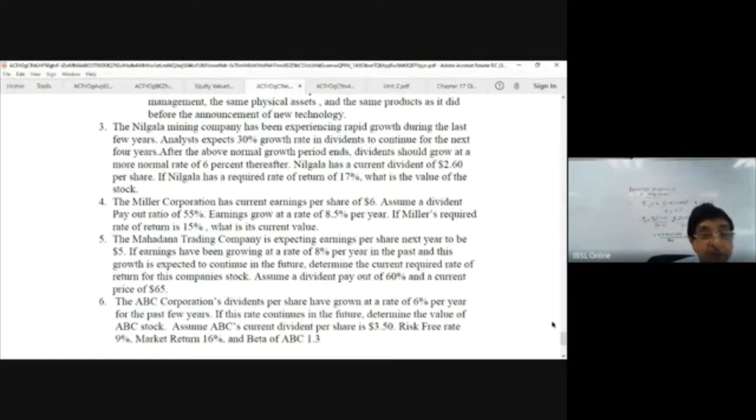Mahadana Corporation Trading Company. Not Mahajana, Mahadana. Trading company is expecting earnings per share next year to be $5. If earnings have been growing at a rate of 8% per year in the past 10 years, this growth is expected to continue in the future. Determine the current required rate of return for this company stock. Assume a dividend payout of 60% and a current price of 65.